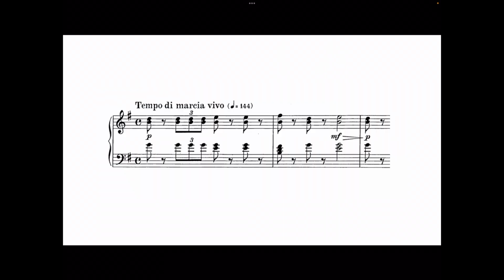All right, so I don't know if you've heard of this example, but let me just play these 2.5 measures worth of music. So it sounds like this.